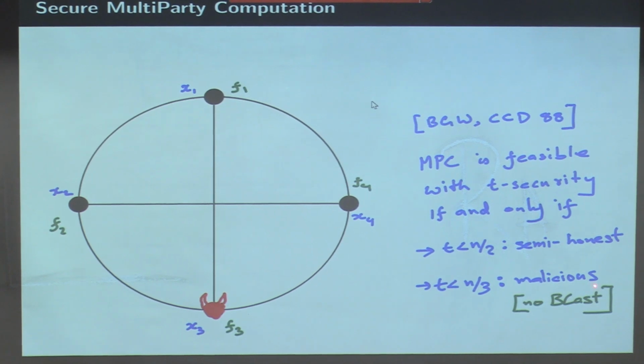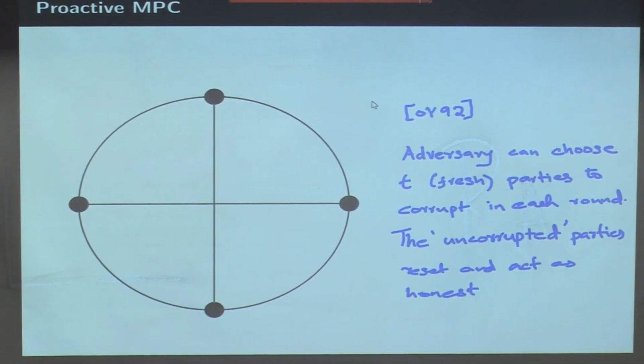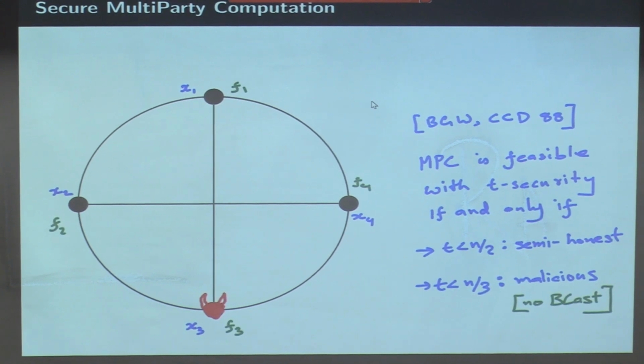Remember, in our model we needed a broadcast. And in the semi-honest model, which is a simpler setting, the adversary is much weaker. Over here you can do MPC when T is less than n/2. So this is kind of in some sense limiting, because if you note, the adversary is only allowed to corrupt a set of T parties throughout the run of the protocol.